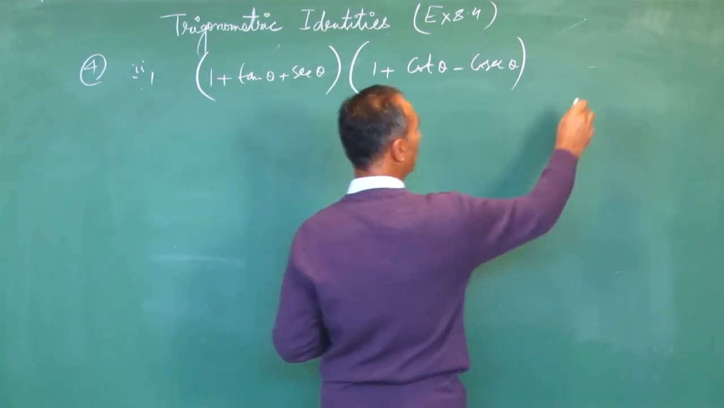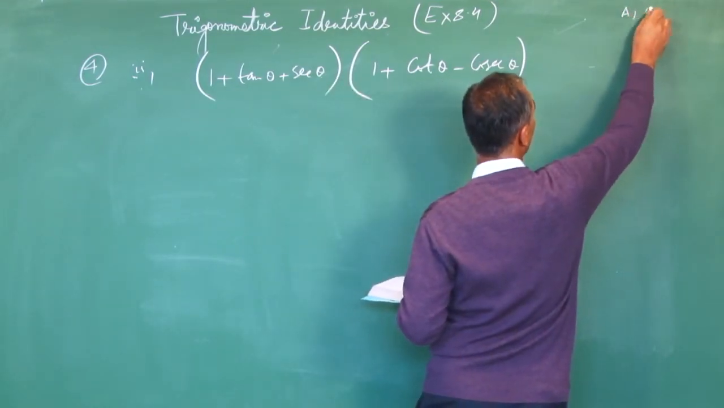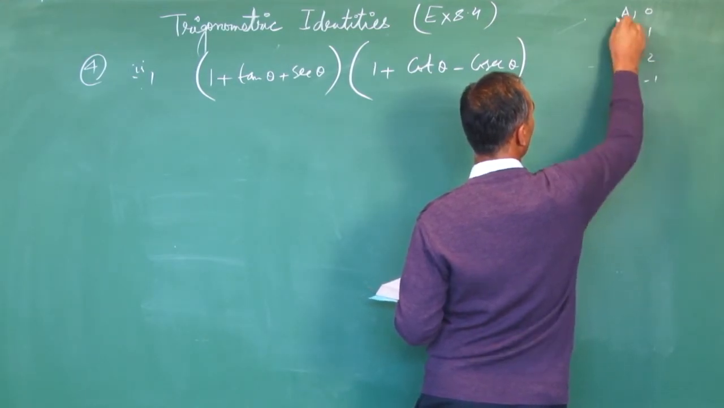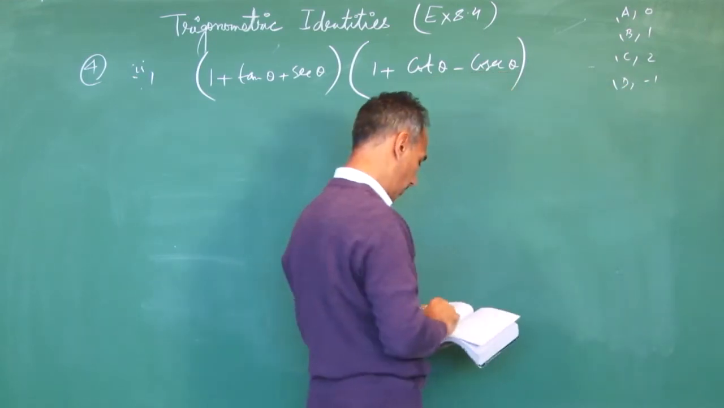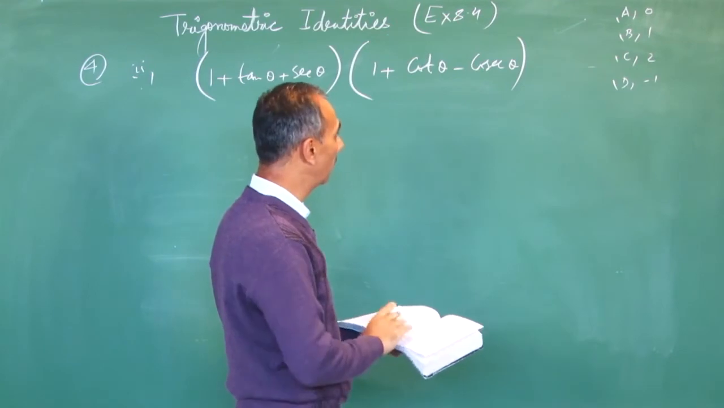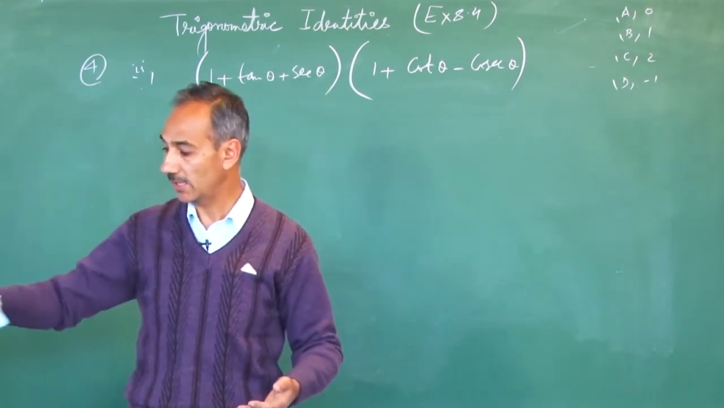Option A is 0, B is 1, C is 2, D is minus 1. Out of these 4, we have to see which is the correct one. So which is the correct option?